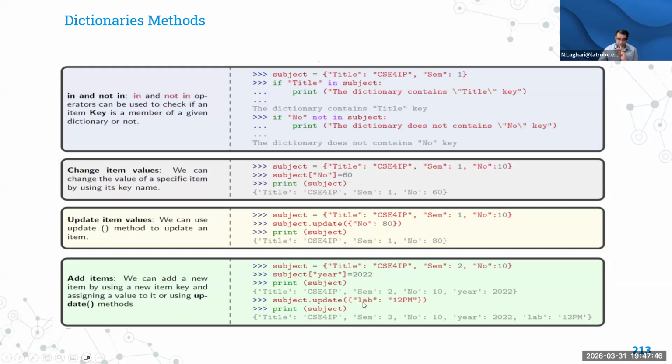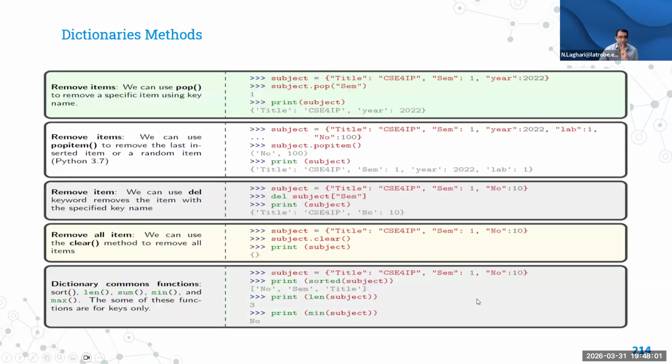So if the lab key is already there, its value would be changed to 12 p.m. If it is not there, it'll rather be added in the dictionary. So that is the difference between the second last and the last example. So we can remove an item using the pop. So we say pop semester 1, and it'll be removed from the dictionary.